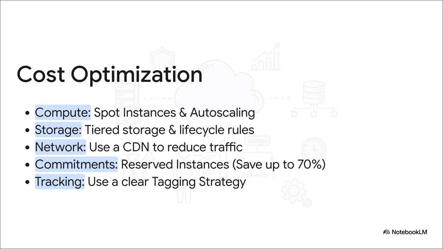They might use cheaper spot instances for tasks that can be interrupted, or they might commit to long-term contracts that can slash compute costs by up to 70%. And a clear tagging strategy, that's absolutely non-negotiable. It's basically like itemizing a receipt, so you know exactly where every single dollar is going.